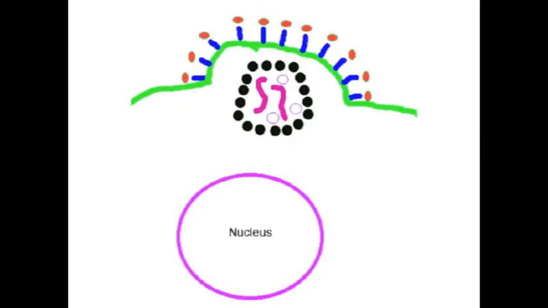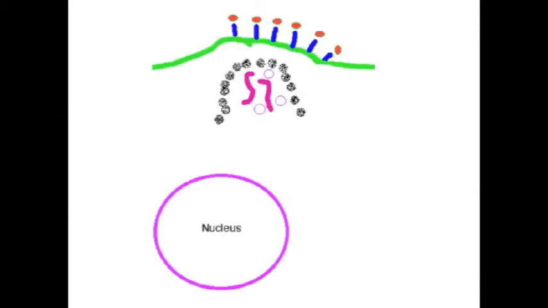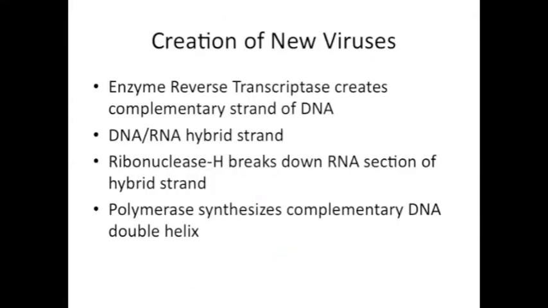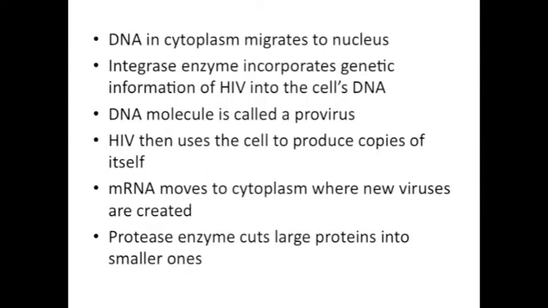It then pulls the HIV pathogen and cell together, fusing their lipid bilayer membranes and releasing the capsid into the cytoplasm. Cellular enzymes dissolve the protein capsid, releasing the 2 copies of the genetic RNA and the 3 replication enzymes. The enzyme reverse transcriptase converts the information into DNA by adding complementary DNA nucleotides to the viral RNA, forming a DNA-RNA duplex. Ribonuclease H breaks down the RNA portion of the strand. The cell's natural replication process then creates the corresponding complementary strand of DNA.